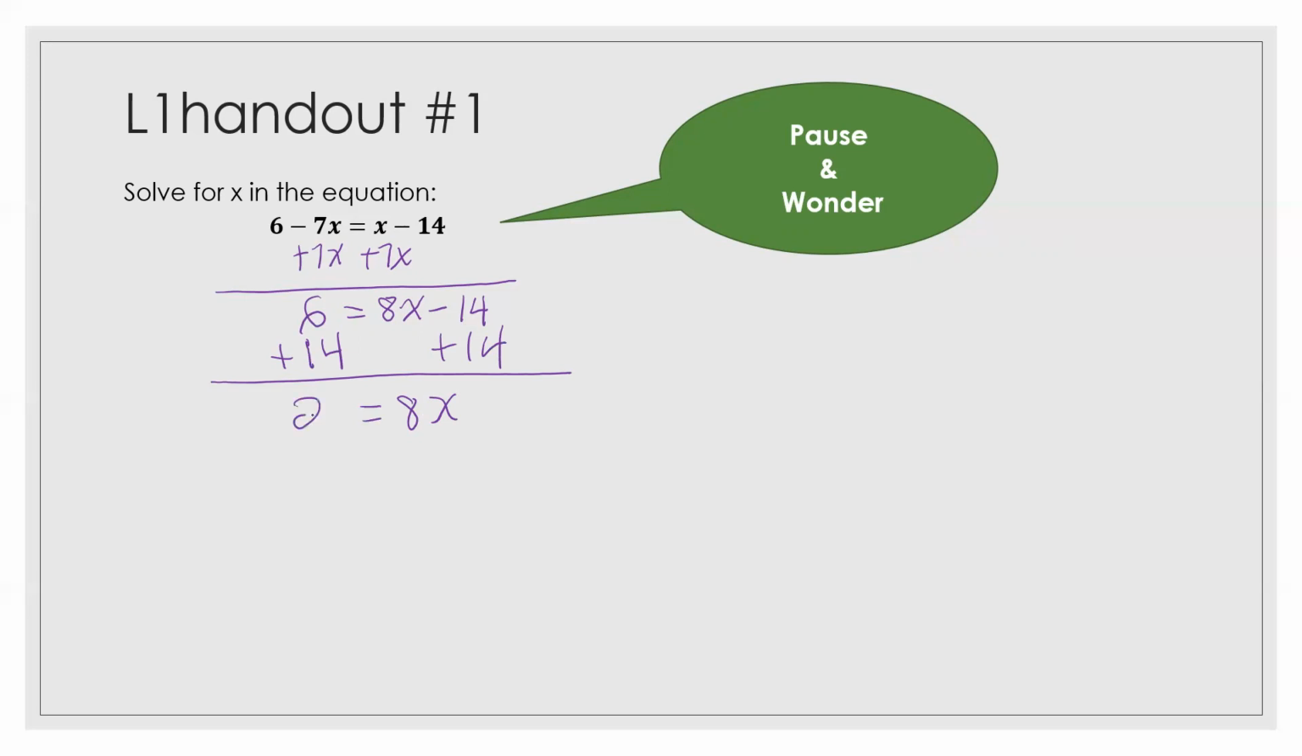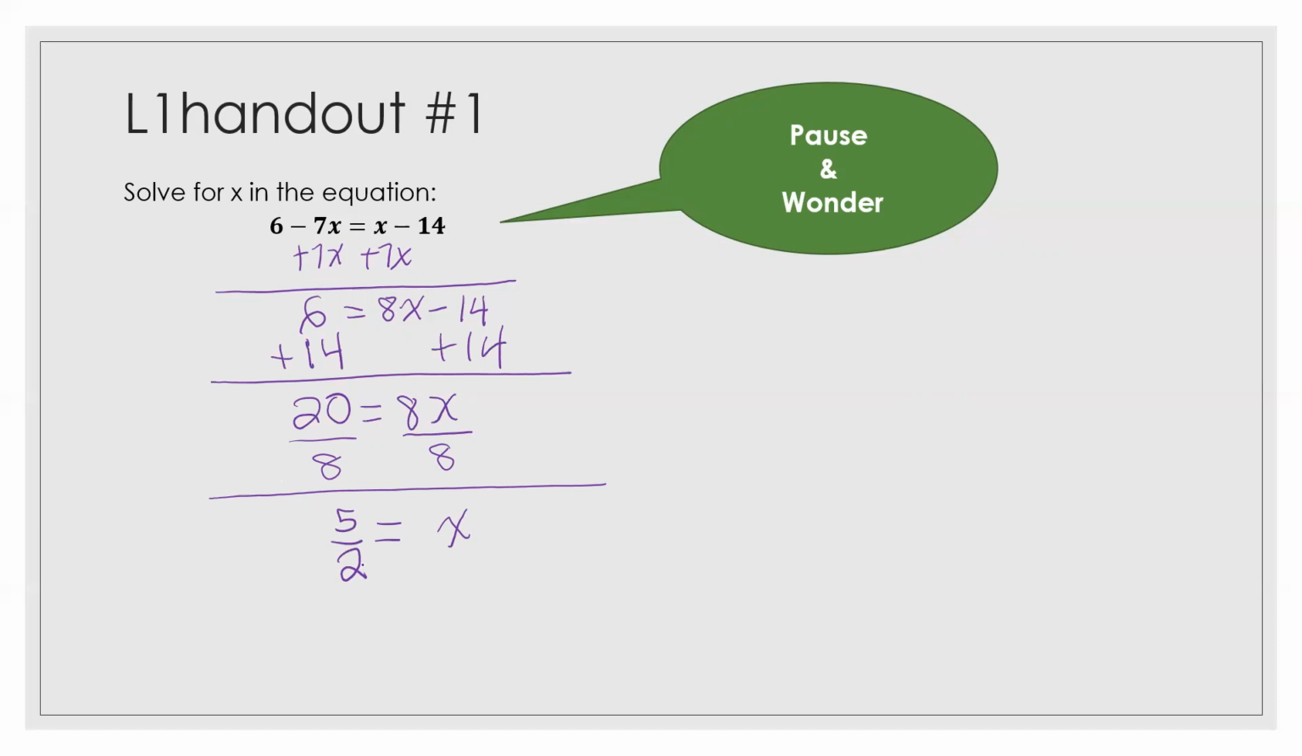On the left-hand side, I have 20, and then here is multiplication, so you divide by 8 to get x by itself. So you have x is equal to 20 over 8, which reduces to 5 over 2 because 4 goes into both of them.